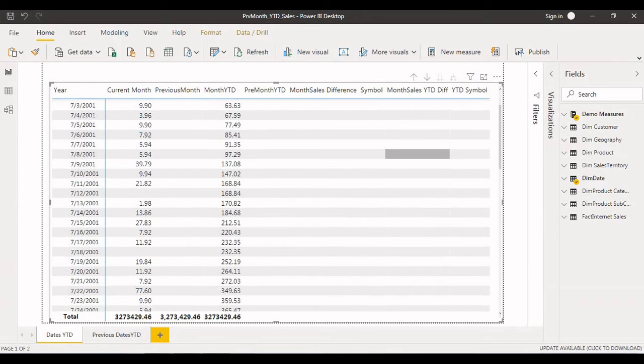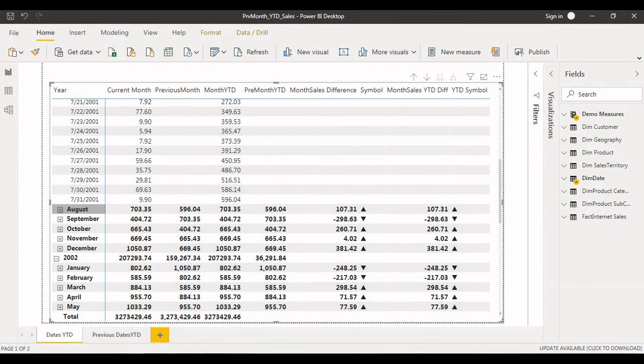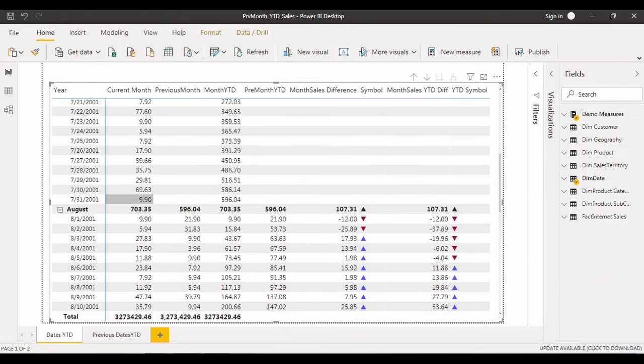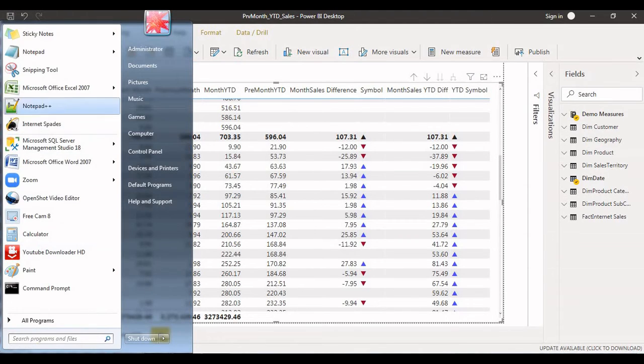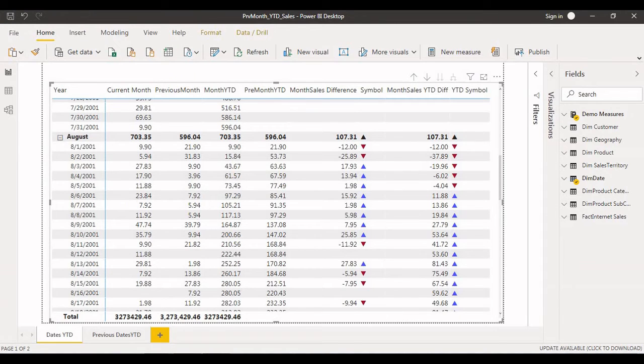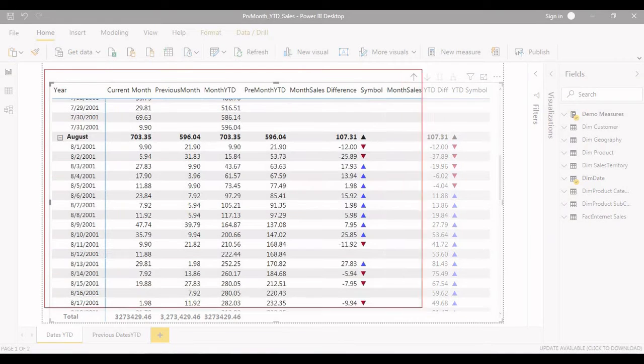Okay, now I'll go for the August month. Now you can see that clearly. So this is the August month sales, this is the July month sales. I'll take a snipping so I can explain. I have taken the snipping.